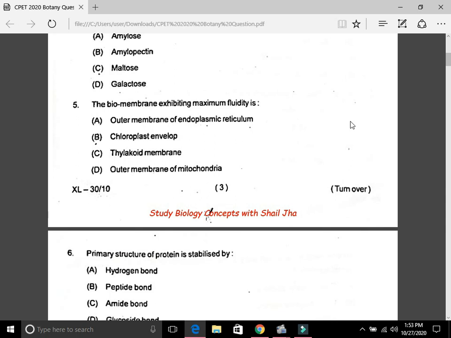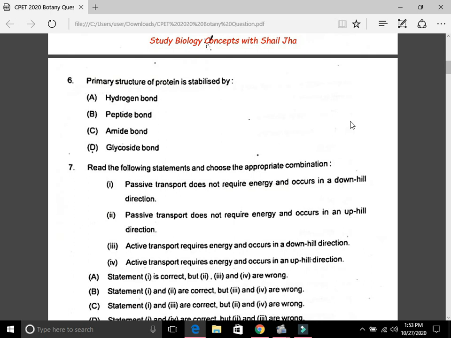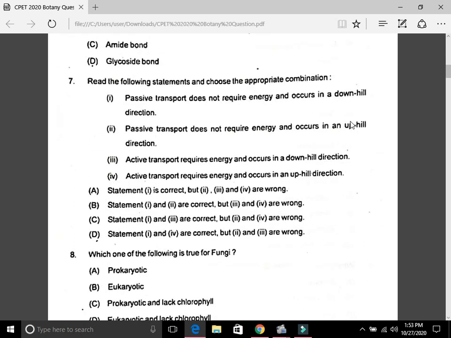The biomembrane exhibiting maximum fluidity is C, thylakoid membrane. Primary structure of protein is stabilized by B, peptide bond.